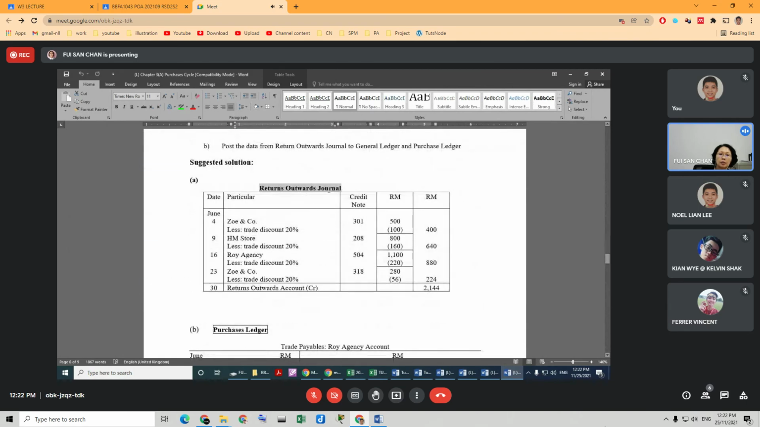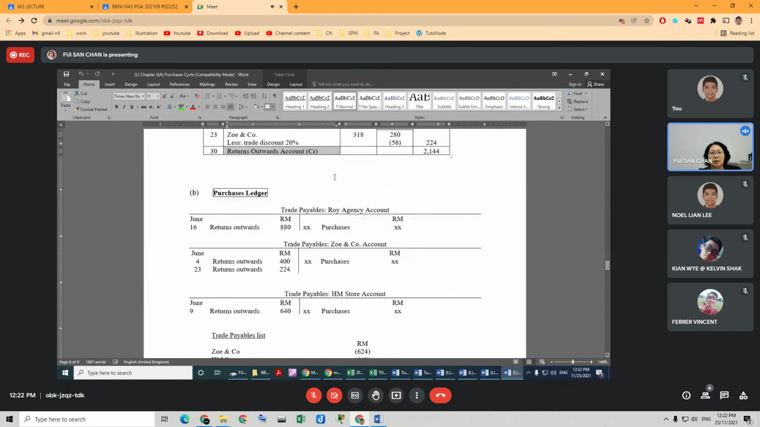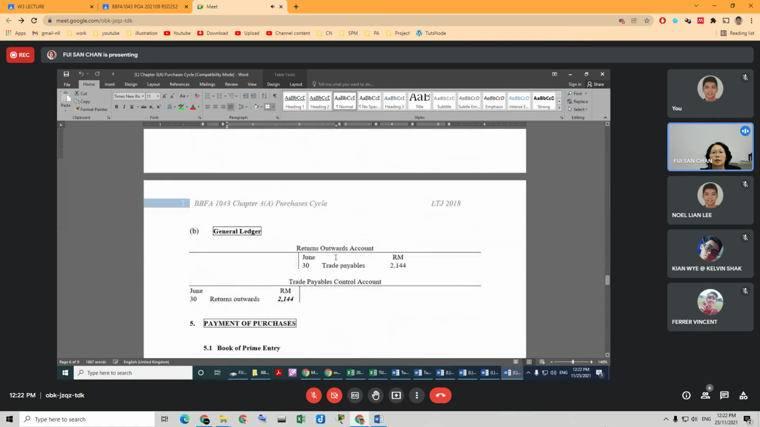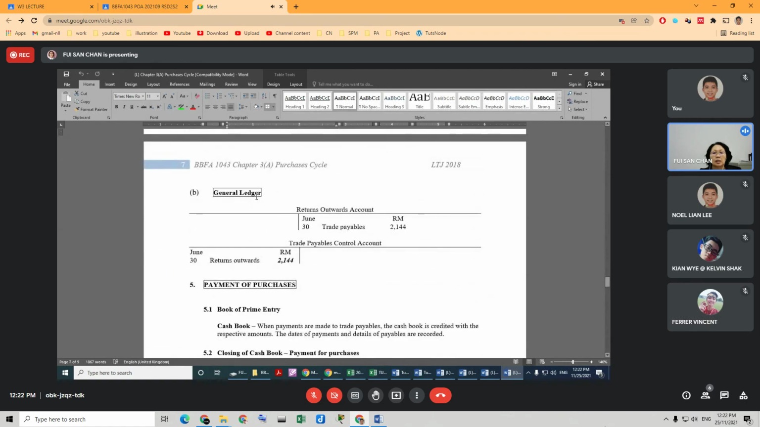For return outwards, again please put down the title. This is also important: you must put return outwards account credit. Must put credit. Again, the purchases ledger is individual, and then you have a general ledger. In your general ledger, you have return outwards, and then you have trade payables control, which is actually a total.